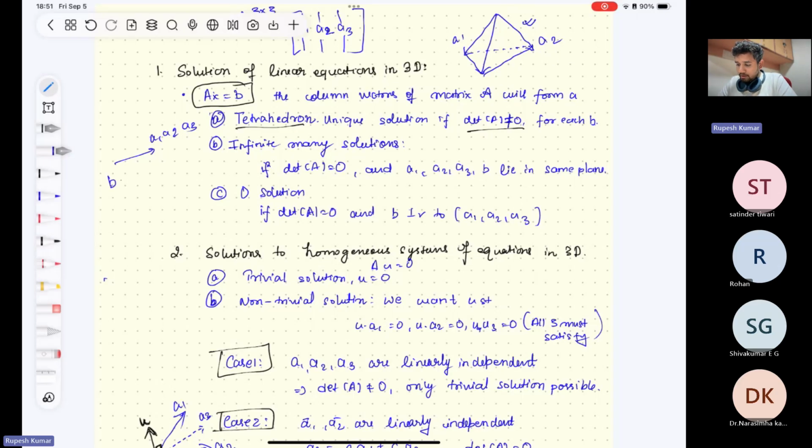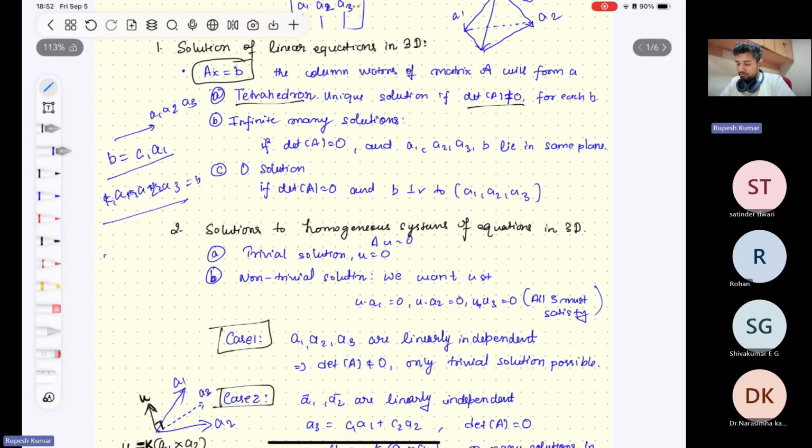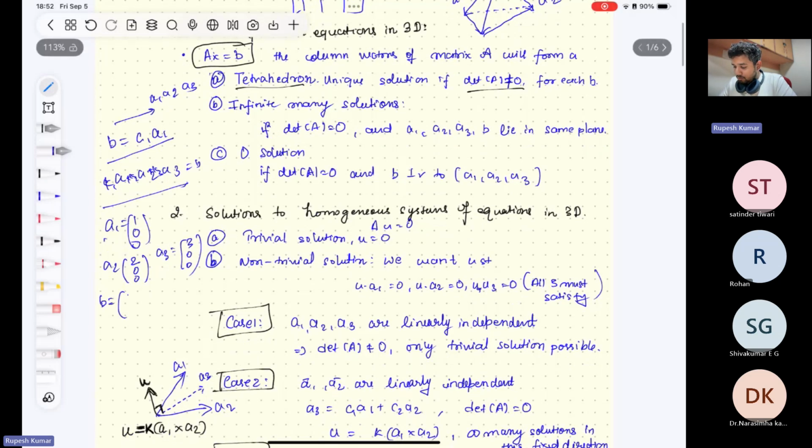Now let's say the vector B is essentially C1 times A1, right? What are the possible rescalings and additions of the vectors A1, A2, and A3 such that you get B, right? So K1 plus K2 plus K3. The thing is, there are infinite possible values. How? Let's look at an example. Let's say our vector A1 was 1, comma 0, comma 0. A2 was 2, comma 0, comma 0. A3 was 3, comma 0, comma 0. And our vector B was essentially 4, comma 0, comma 0, right?